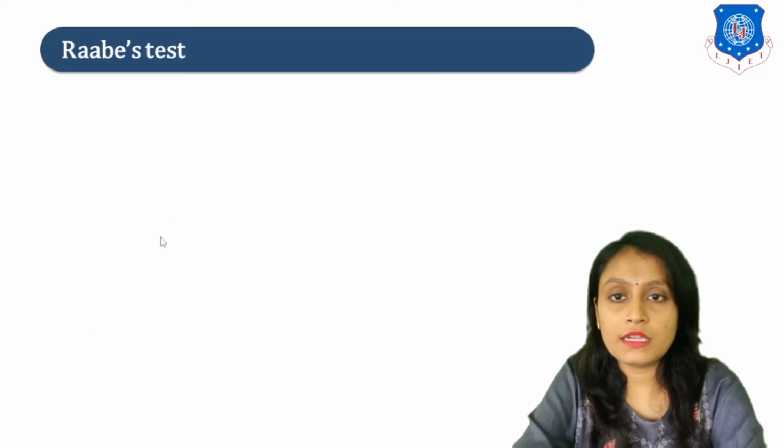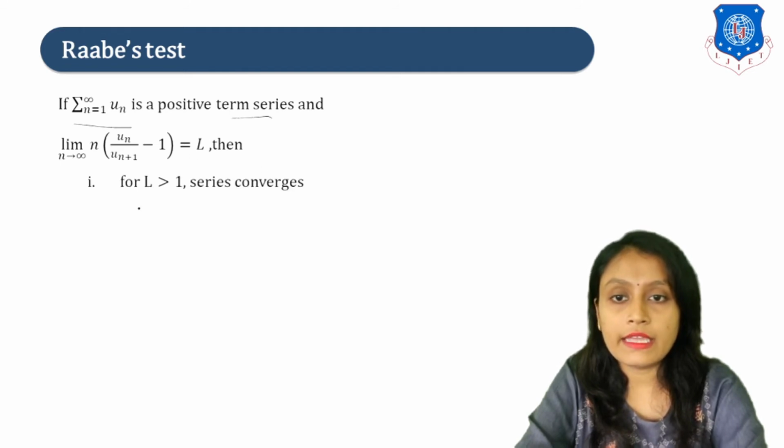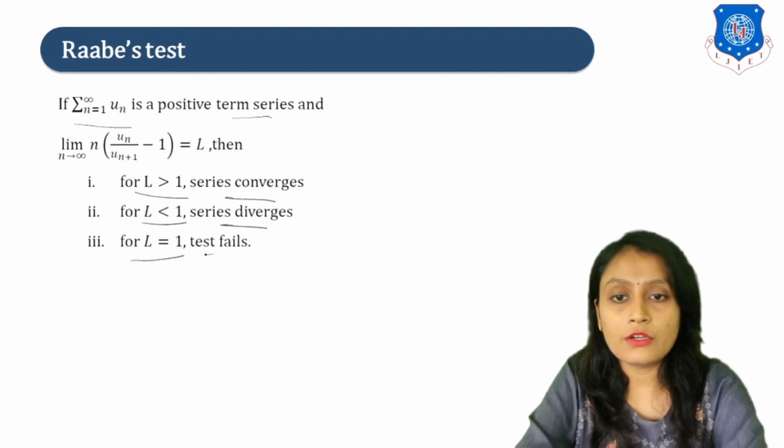Okay, now next one is Raabe's test. So if un is a positive term series and limit n tends to infinity n into un upon un plus 1 minus 1 is equal to L, then for L greater than 1 the series converges, for L less than 1 the series diverges, and for L equal to 1 the test fails. Okay, so whenever the ratio test fails, then we will apply this Raabe's test.